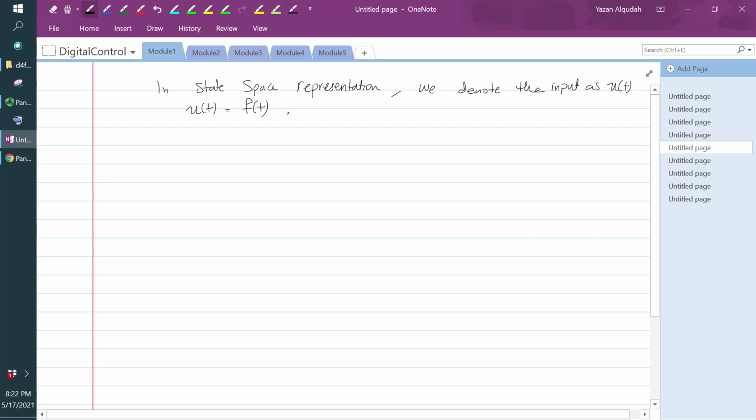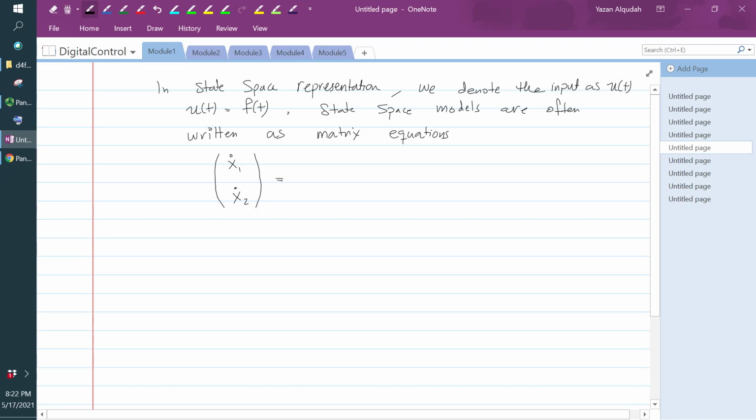And we can express the state space model in matrix equation. So state space models are often written as matrix equation. So therefore, I can write these two equations that I have above as the following.